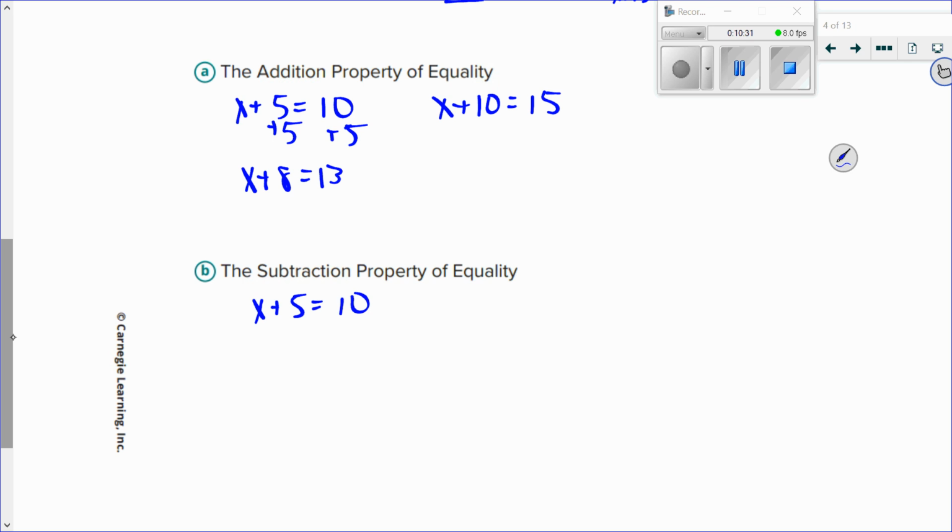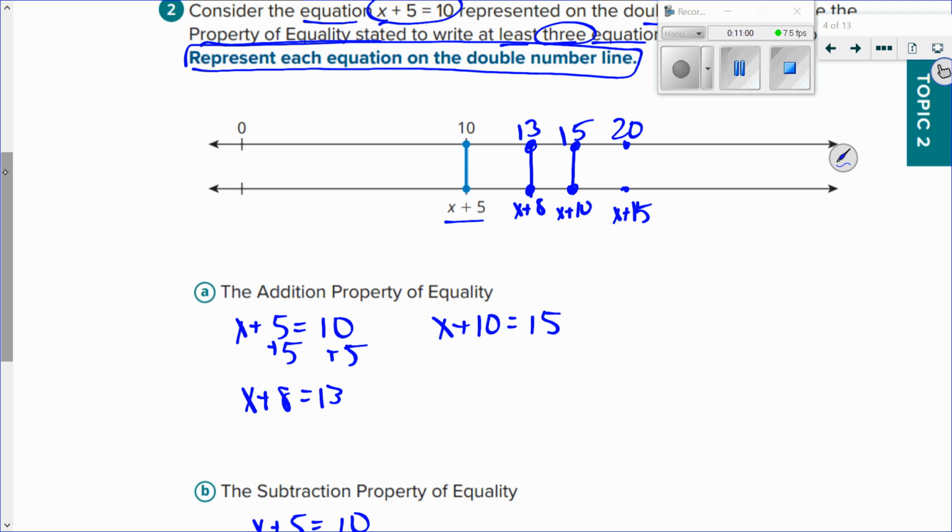So to help keep it easy, Jordan, give me a random number between 1 and 5. 2. If I subtract 2 from both sides, now instead of adding 5, 5 minus 2 is 3. 10 minus 2 is 8. Have I subtracted from both sides? Yes. Even though technically I'm still saying I'm adding here, I took 2 away from both sides. So this is saying x plus 3 is 8.